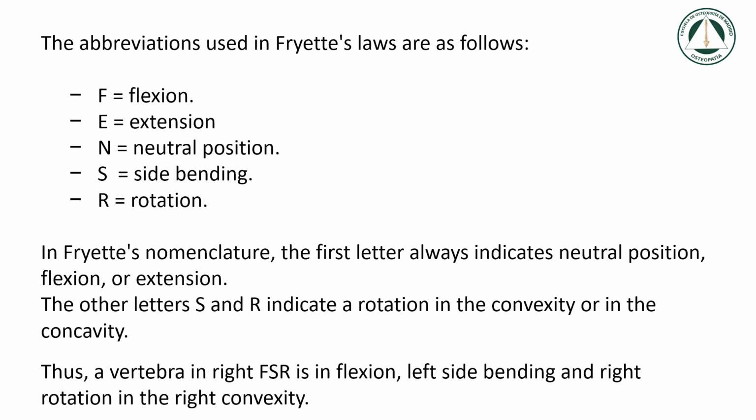In FRYETTE'S nomenclature, the first letter always indicates neutral position, flexion, or extension. The other letters, S and R, indicate a rotation in the convexity, or in the concavity. When S is placed before R, it indicates a rotation in convexity. When R is placed before S, it indicates a rotation in the concavity. Thus, a vertebra in right FSR is in flexion, left side bending, and right rotation in the right convexity.